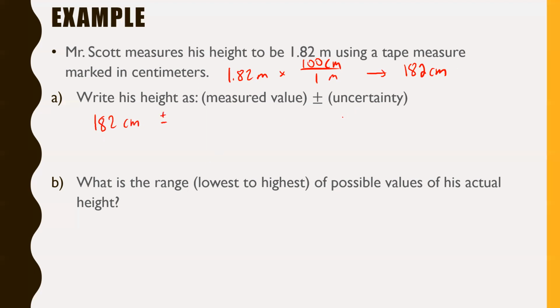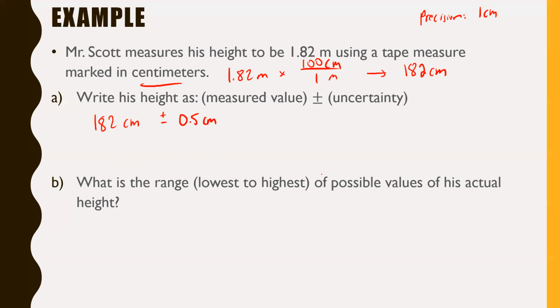Well, what's the uncertainty here? We need to figure out the precision. The precision is 1 centimeter. Remember, the uncertainty is half of that. So we'll say plus or minus 0.5 centimeters. So if I measured my height to be 182 centimeters, my actual height is somewhere between 181.5 and 182.5 because of that uncertainty. Oh, and I just said it there.